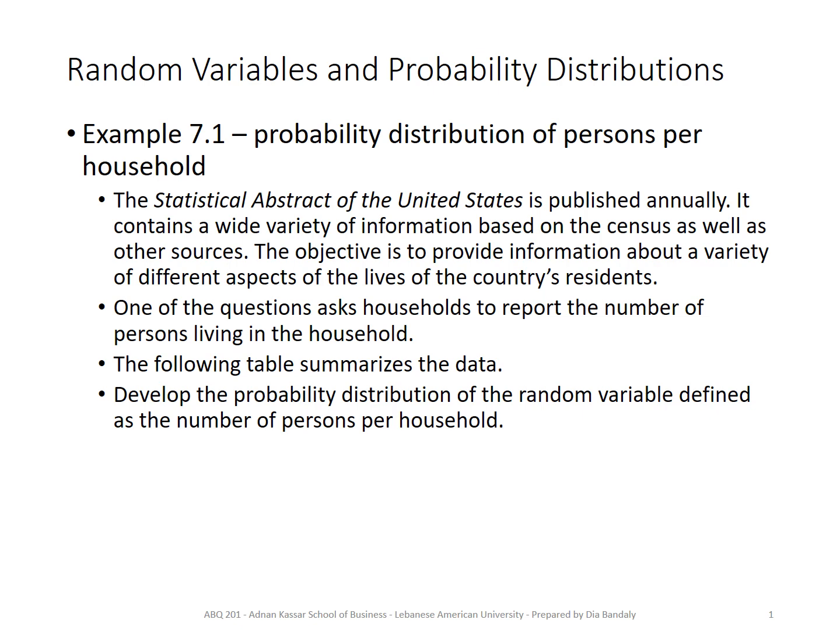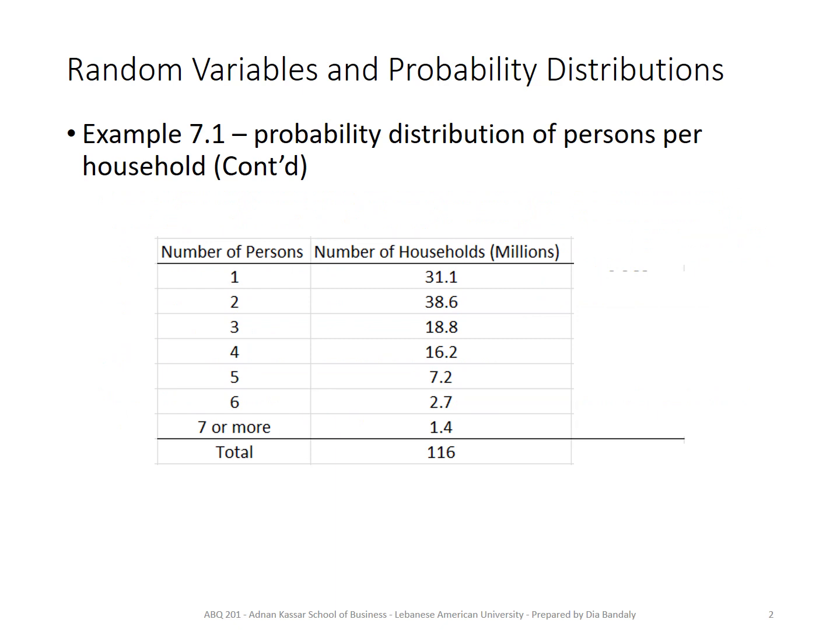In the next slide, we're going to see what the different answers to this question were. And we want to develop a probability distribution for the variable, which is defined as the number of persons living in one household. We can see in this table the answers that were given by 116 million people who answered our questionnaire.